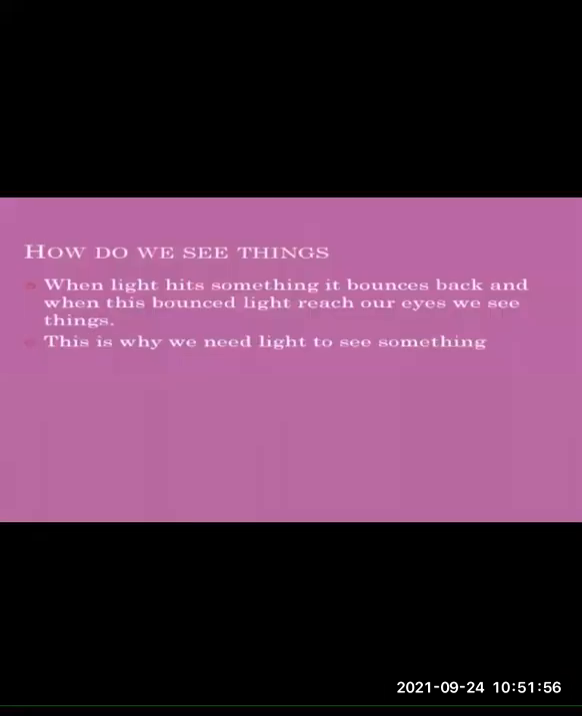So how do we see things? When light hits something, it bounces back. And when this bounced light reaches our eyes, we see things. This is why we need light to see things. Okay, so there is always a need of light to see things. It is responsible for reflection.